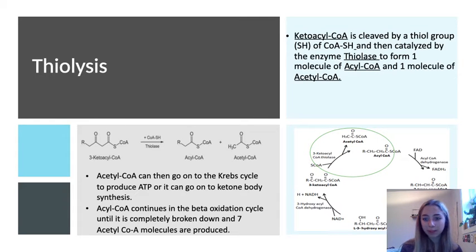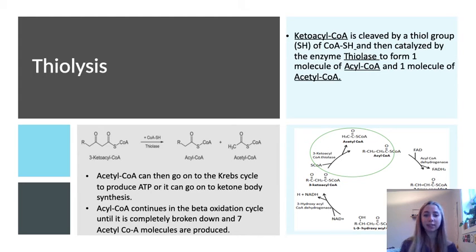Now we are left here, I'll just show you that. We are left with our ketoacyl-CoA. What happens with that is it is actually cleaved by a thiol group of CoASH and is then catalyzed by the enzyme thiolase. And this forms 1 molecule of acetyl-CoA and 1 molecule of acyl-CoA. As you can see in my diagram over there, I have those 2 molecules side by side as the 2 products of this reaction. And this is the last step of the beta oxidation.